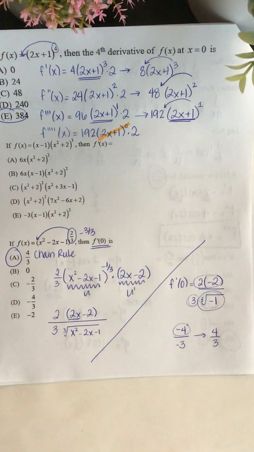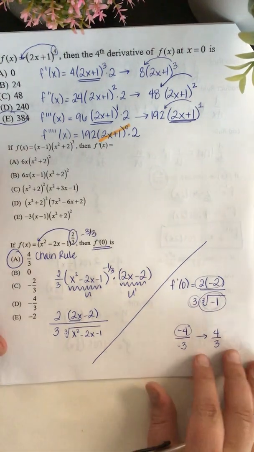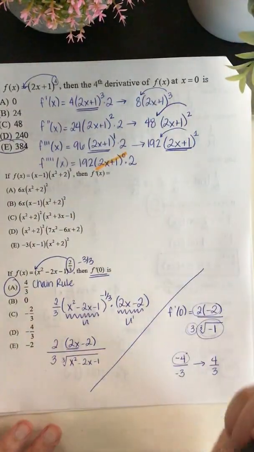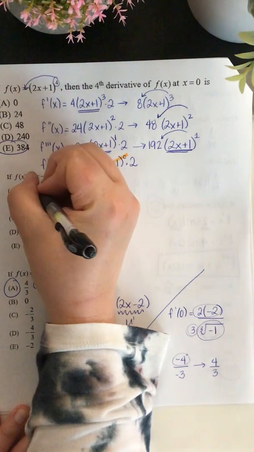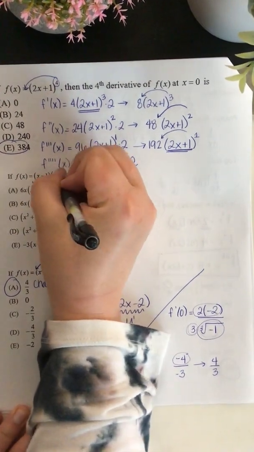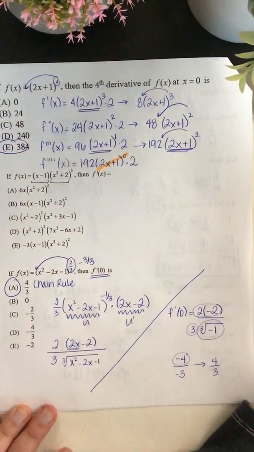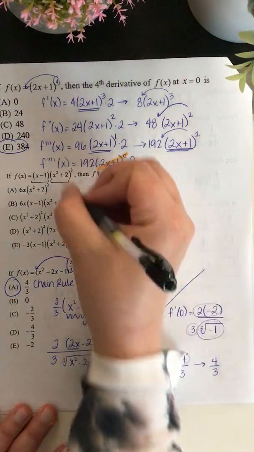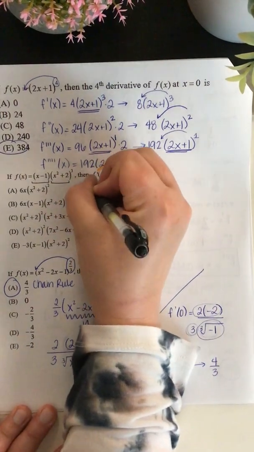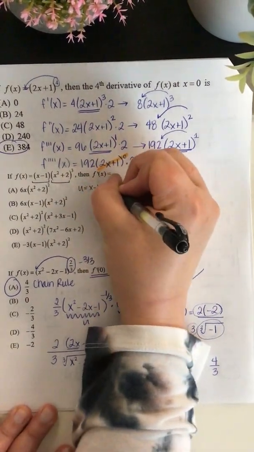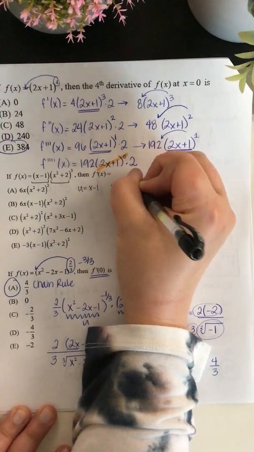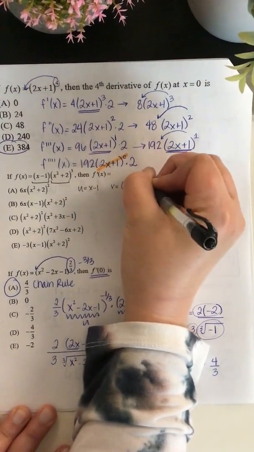And remember, for product rule, you're going to break it down into the pieces of the product. So what would my U be? The first part of the product here. x minus 1. And then the second part would be the x squared plus 2 cubed. So my U is x minus 1. My V is x squared plus 2 cubed.